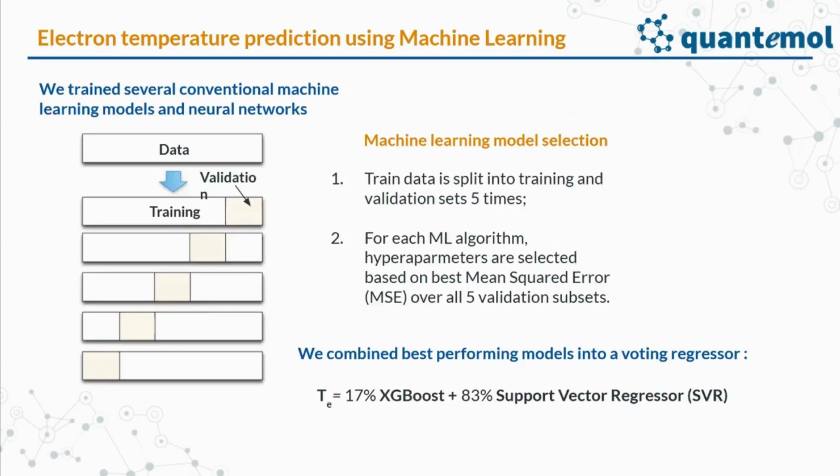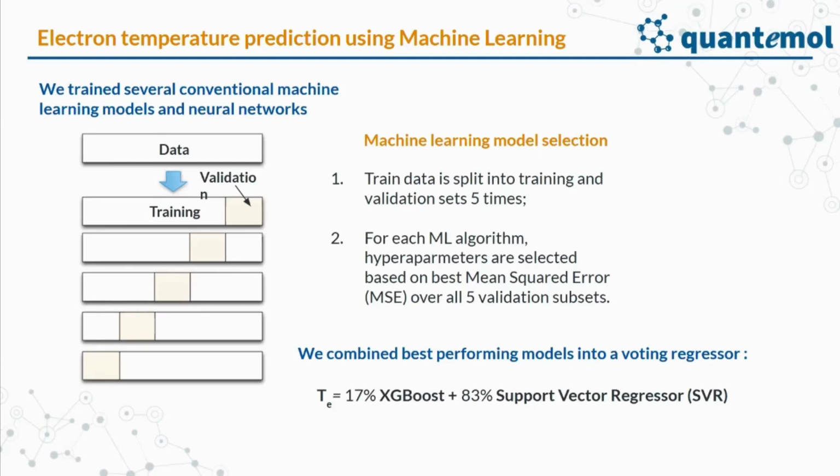To select the machine learning model, we tested several conventional machine learning algorithms, and we also played with different neural network architectures. To optimize the model parameters, we performed five-fold cross-validation. So we split our data set into validation and test sets 5 times, and the model hyperparameters were adjusted with the goal of minimizing the error within these 5 splits.